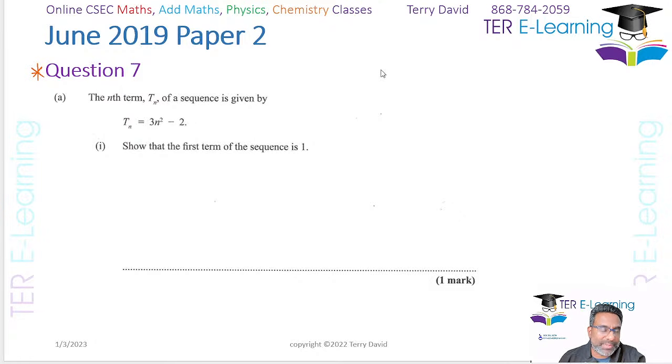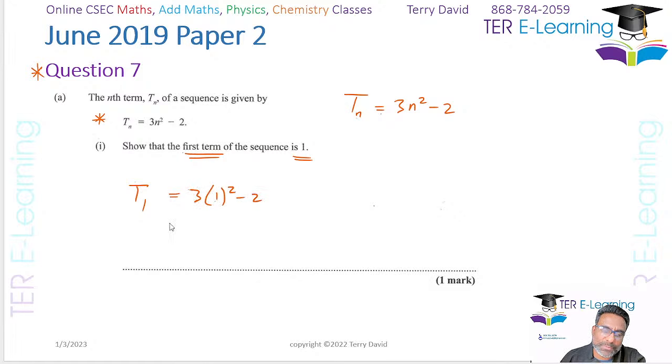Now a sequence is simply a set of numbers that follow a given rule. So what they've done, they've given us what the rule is. The rule is your nth term is equal to 3n squared minus 2. And they want you to show that the first term in the sequence is 1. So what they're really asking us to work out here is T1, your first term. So all we have to do is to substitute 1 into my formula. So it's going to be 3 multiplied by 1 squared minus 2. So this is going to be 3 minus 2, which is 1. So that's it. We proved that the first term is 1.